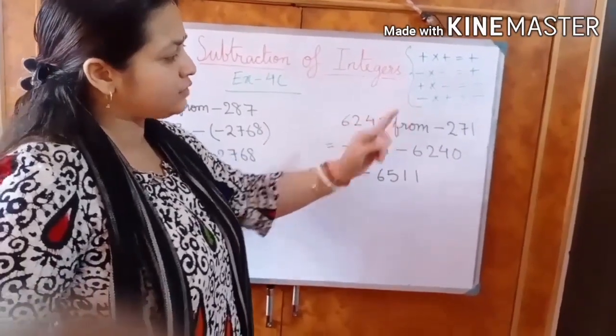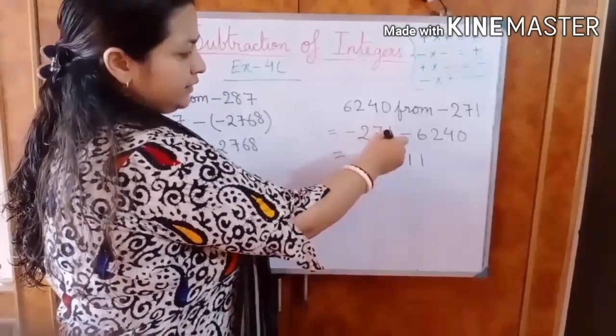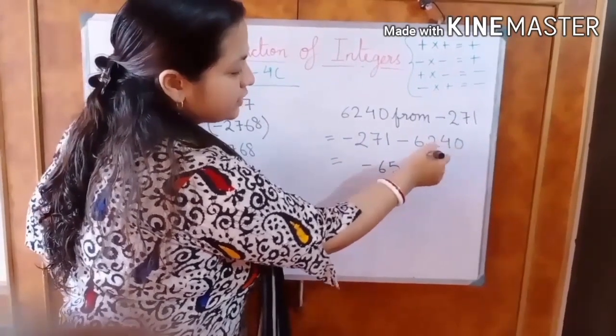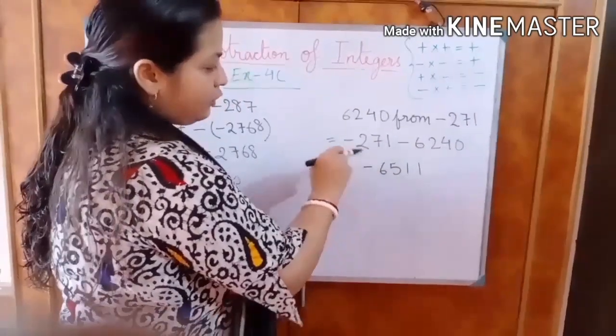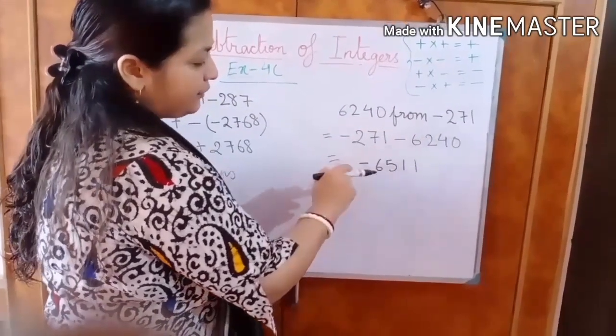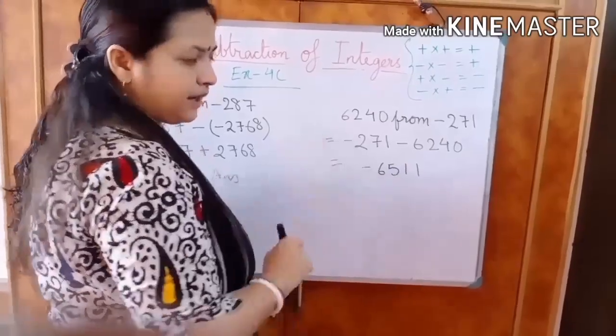6240 from minus 271. So minus 271 will be written first, then subtraction, so minus sign, then 6240. Now both are having the negative sign. So we are adding them. After adding, we are getting 6511 and then minus sign.